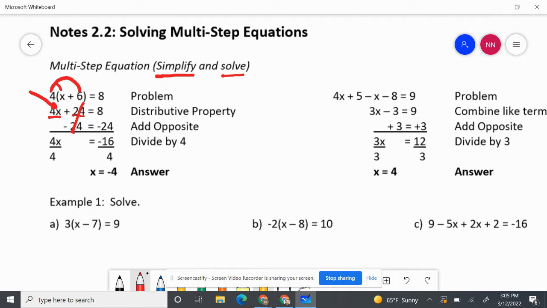8 minus 24 is negative 16. Because there's multiplying happening here, the opposite of multiplying is dividing. So we divide each side by 4, and that gives us our final answer of negative 4.